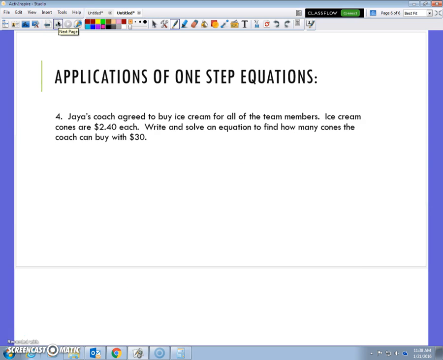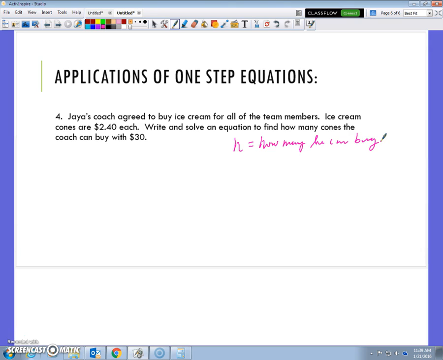Finally, Jay's coach agreed to buy ice cream for all the team members. Ice cream cones are $2.40 each. Write and solve an equation to find how many the coach can buy with $30. So how many he can buy? That's what we're trying to figure out.